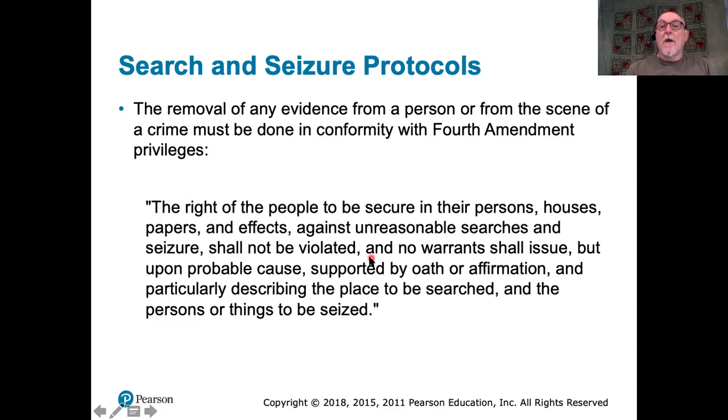In other words, first of all, in order to gain entrance and begin searching for evidence, you need a warrant. There needs to be a good, provable reason why authorities should enter premises or property in order to begin searching for evidence. And that has to be supported by probable cause. In other words, authorities must be able to prove the likelihood that a crime has been committed. And that must be done in a court, supported by oath or affirmation, and particularly describing the place to be searched and the person or things to be seized.